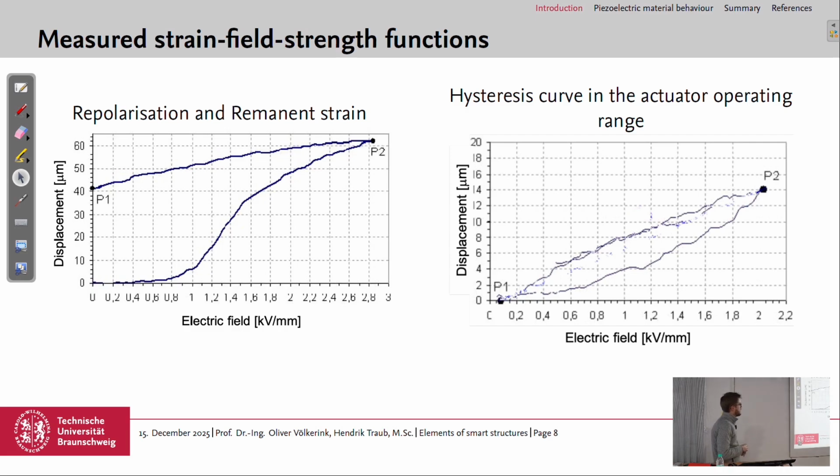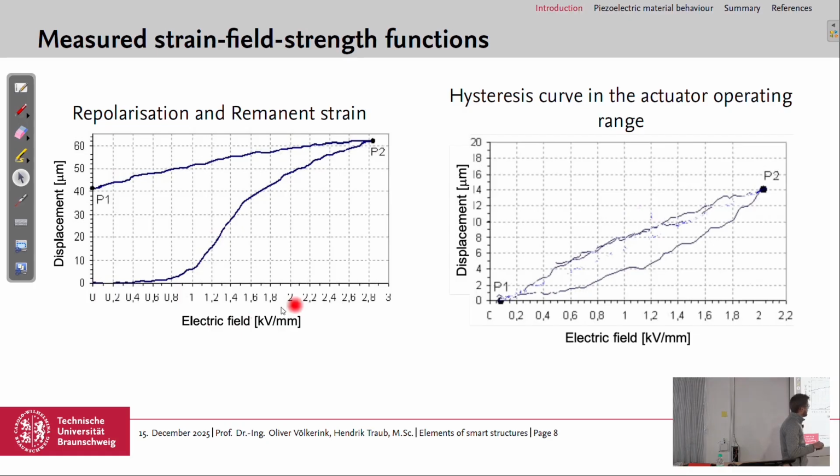We also had a look yesterday at the measured values. So here is the electric field over displacement. We start with 0 field and 0 displacement, and then have the initial repolarization up to point P2. This would be Emax, 2.8 kilovolts per millimeter. And if we then remove the field, we have a remanent displacement or remanent strain of, in this case, 40 millimeter displacement.